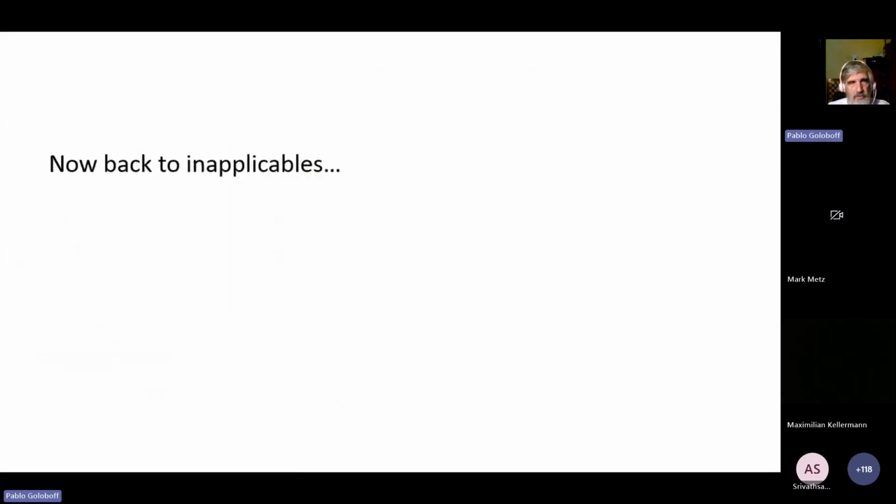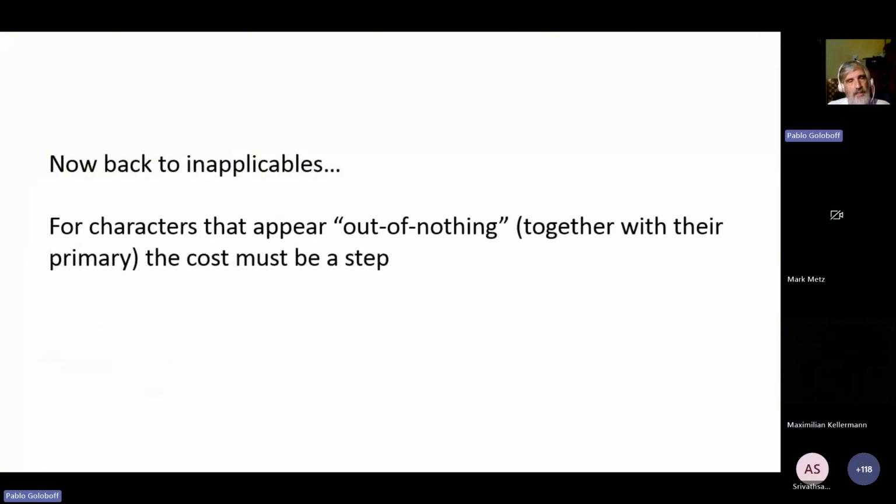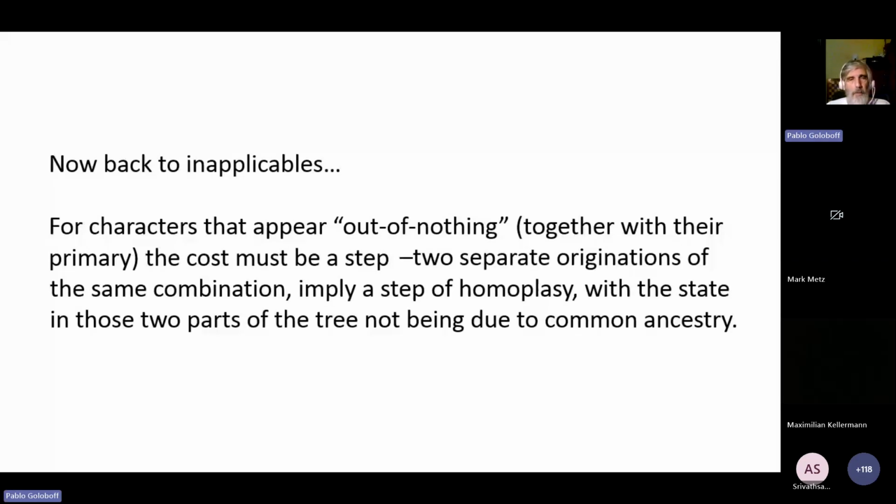Okay, now we get back to inapplicables, because I was just discussing standard characters. For characters that appear out of nothing, together with their primary characters, the cost must be a step. Say the tail originates twice, that's one step, right? Because two separate originations of the same combination imply a step of homoplasy, with the state in those two parts of the tree not being due to common ancestry.